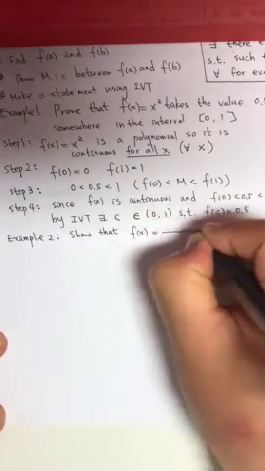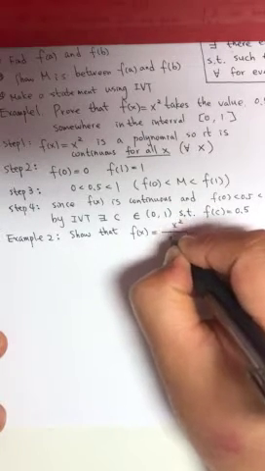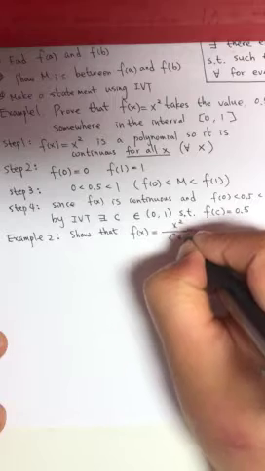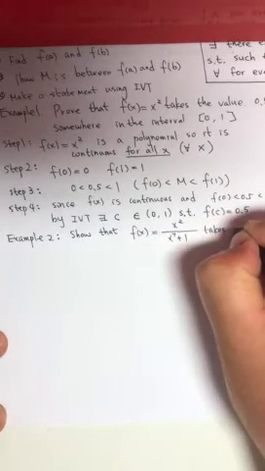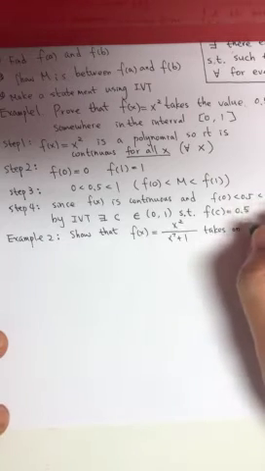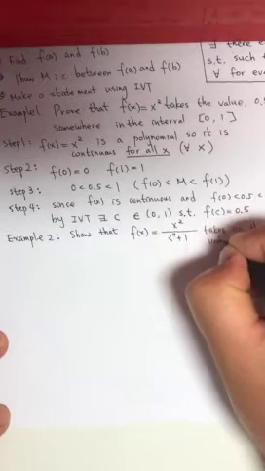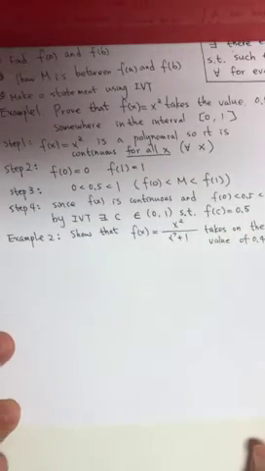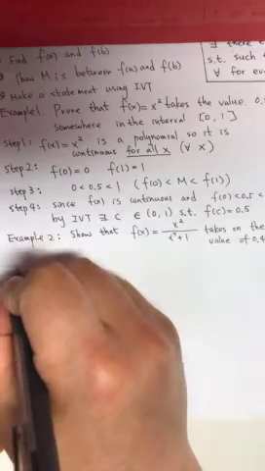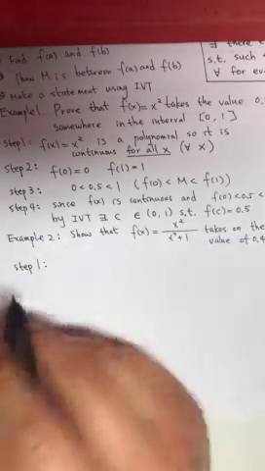So next one is f of x equals x squared over x to the 7th power plus 1 takes on the value of 0.4. So how do you show that the function is continuous? Step 1, is the function continuous?